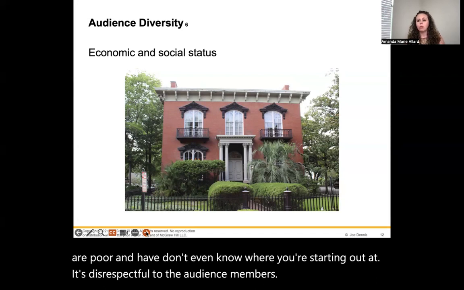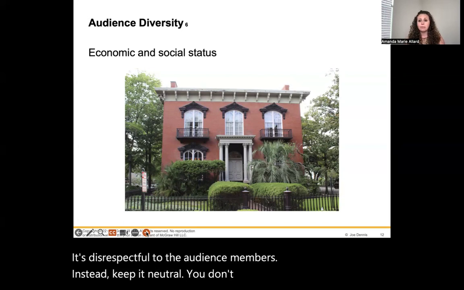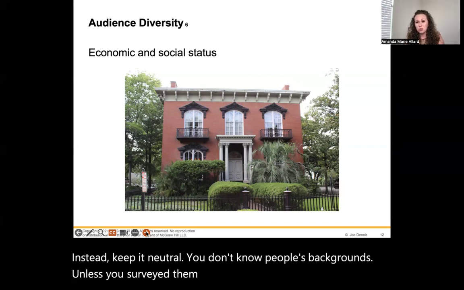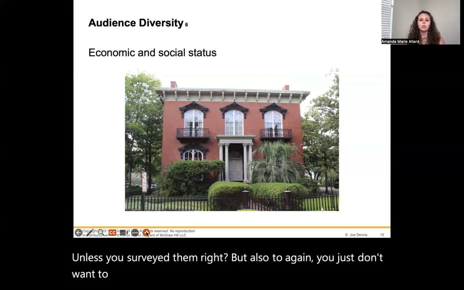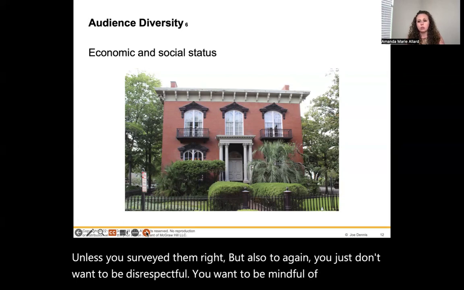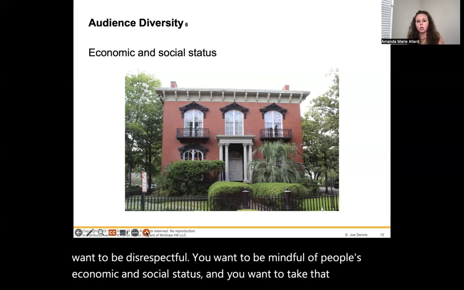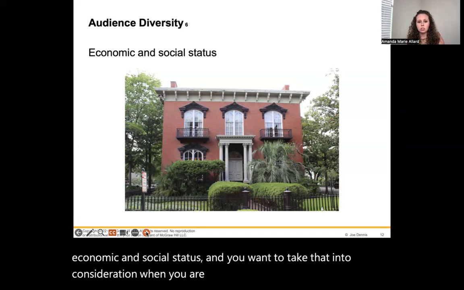Instead, keep it neutral. You don't know people's backgrounds unless you surveyed them, right? But also too, again, you just don't want to be disrespectful. You want to be mindful of people's economic and social status, and you want to take that into consideration when you are creating your messages.